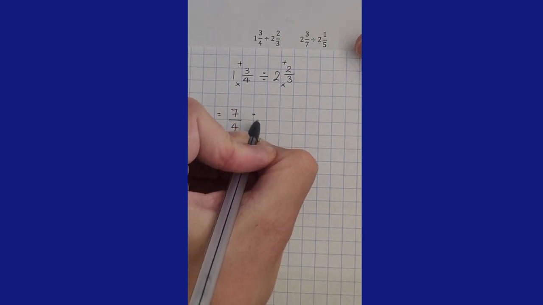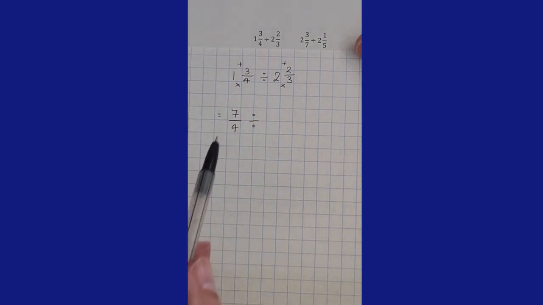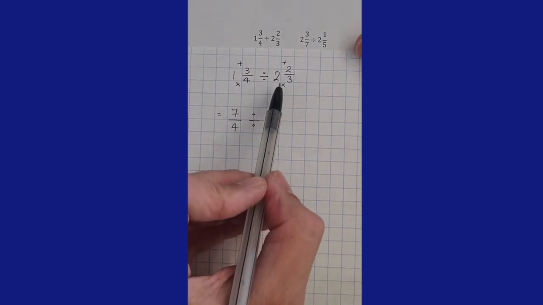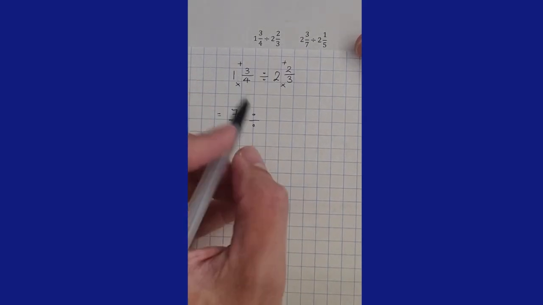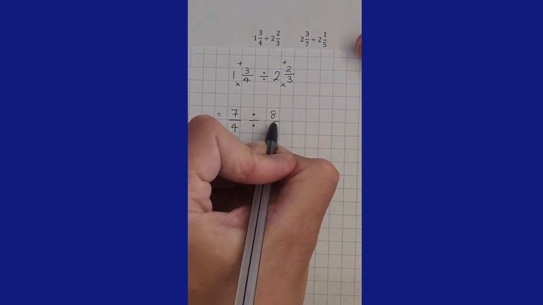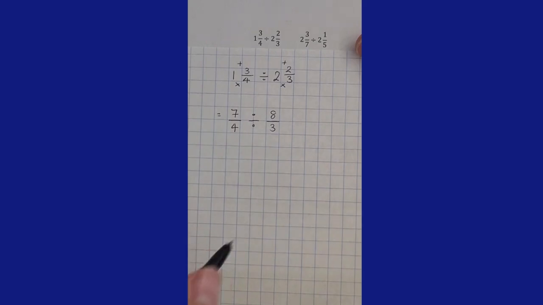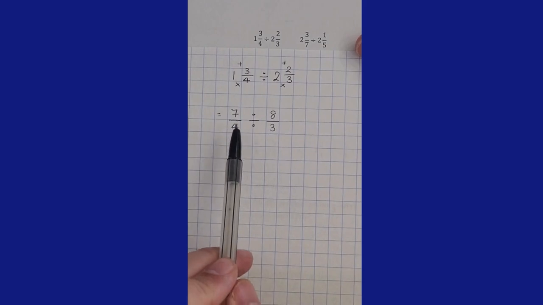Again, we're not answering the question yet. We are just putting it into a form we're happy with. We're changing these mixed numbers around. So 2 times 3 is 6, plus the 2 is 8. Don't try and do the same change flip at this stage because you get all confused and it causes you all sorts of issues.